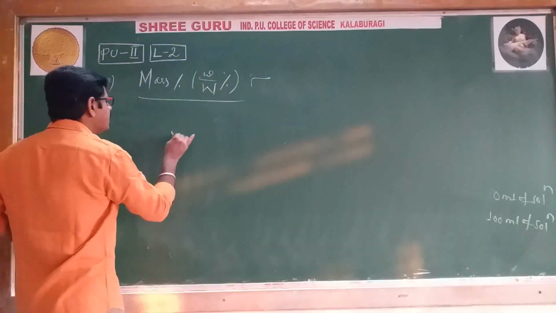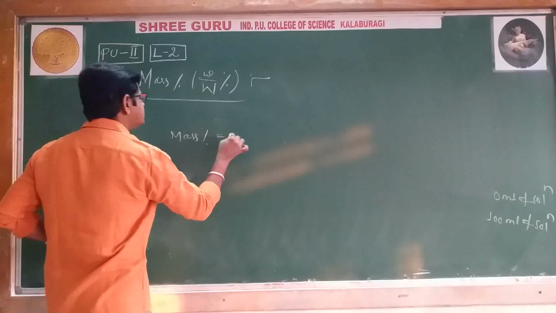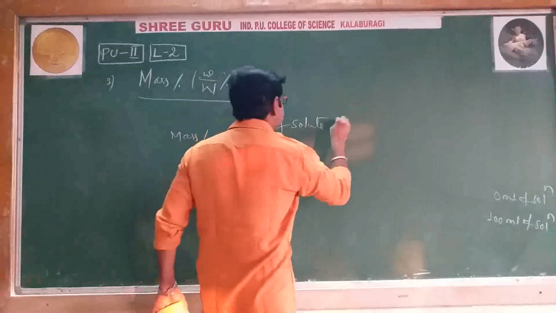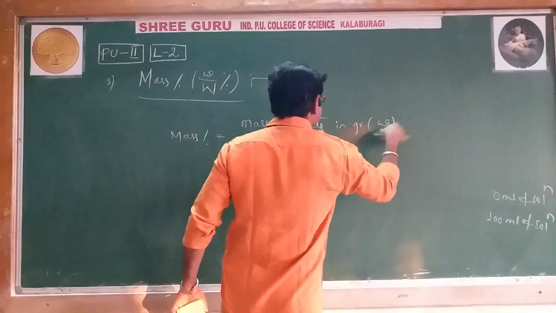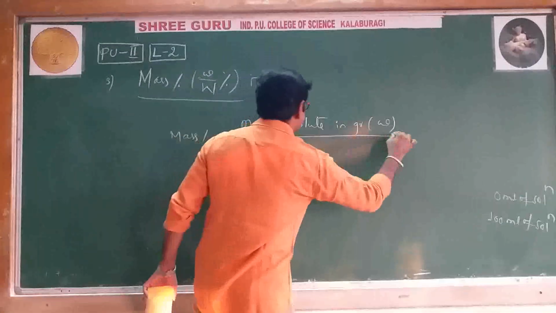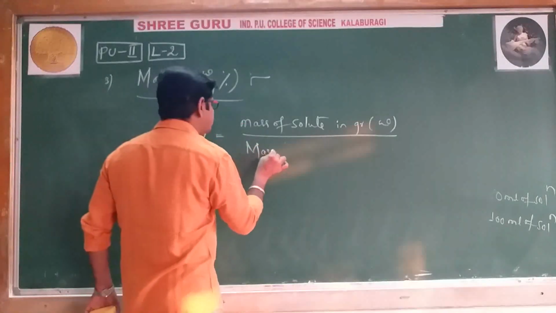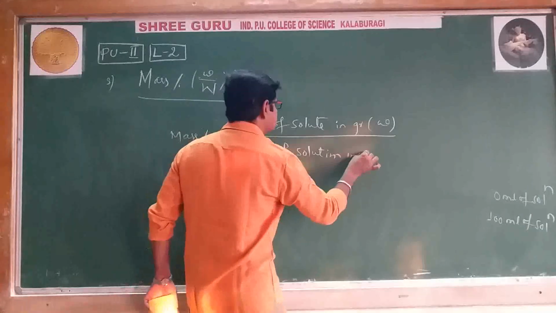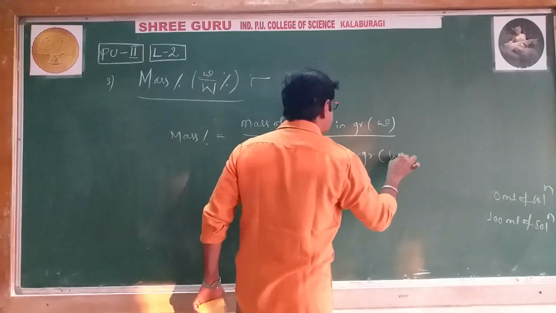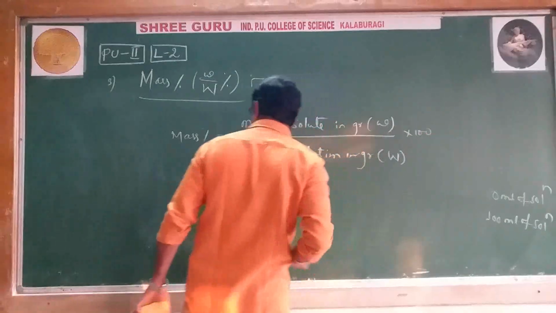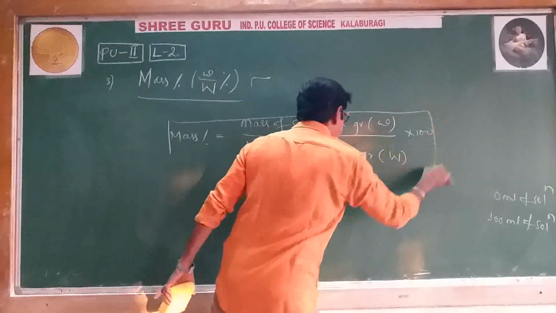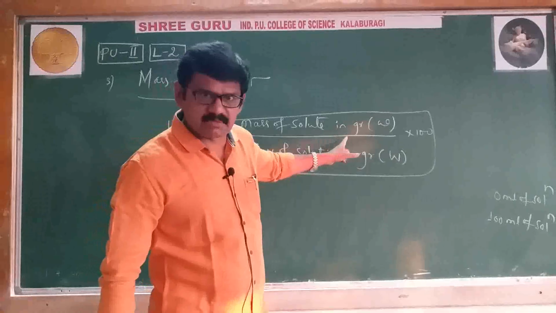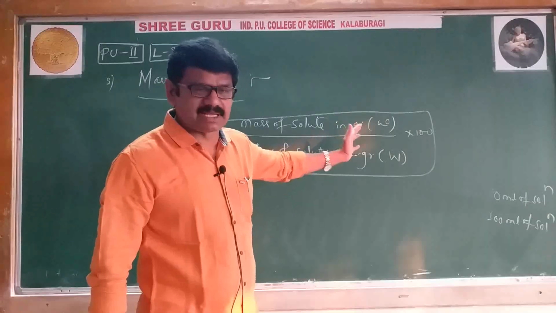That's it. Therefore, mass percentage is equal to mass of solute in grams, indicated with a small w, divided by mass of solution in grams, capital W, into 100. That is our formula. See here, there is no volume term involved.